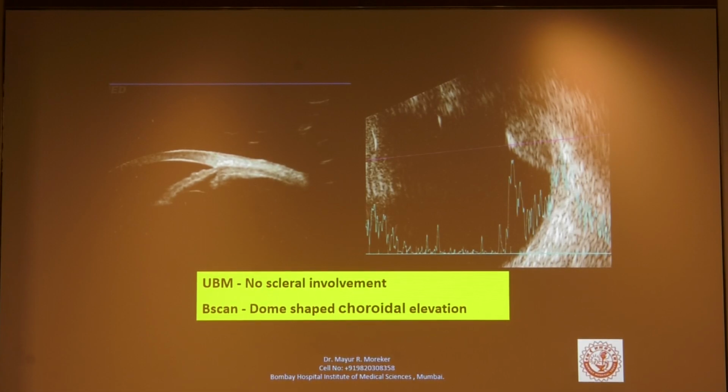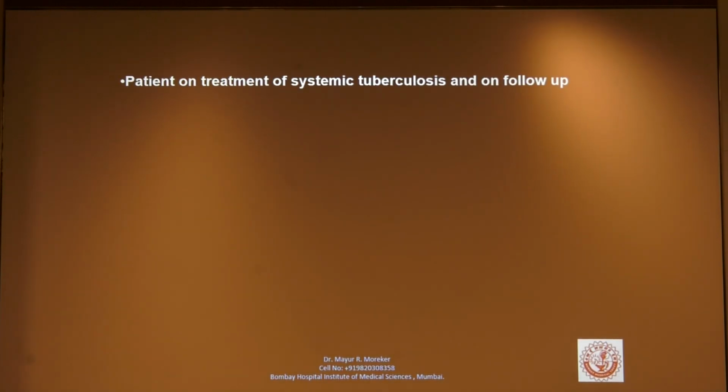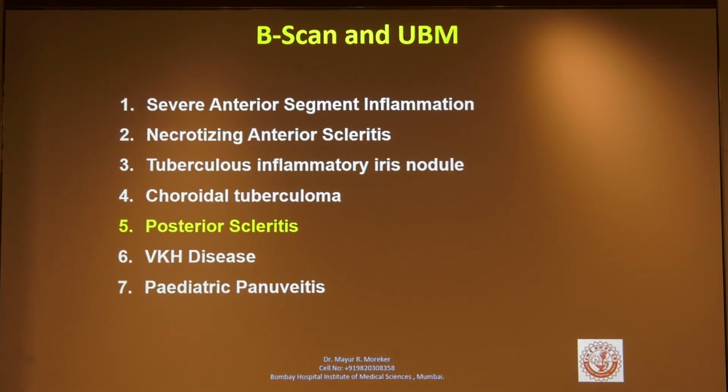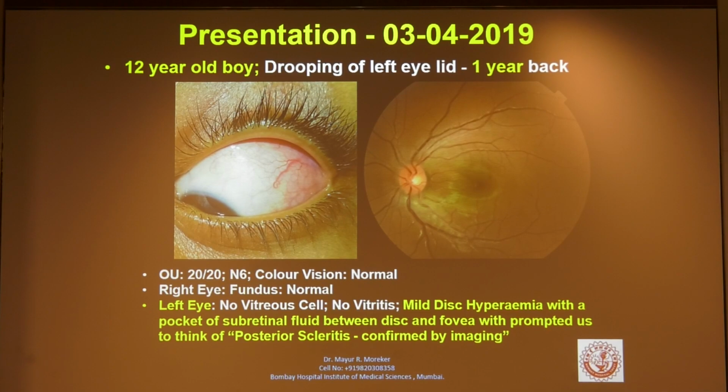Always when you request for the B scan, it is always good to request for the A scan vector. You can see the A scan vector over here. The patient has since been on treatment of systemic tuberculosis and is on our follow-up. The next case is that of posterior scleritis.